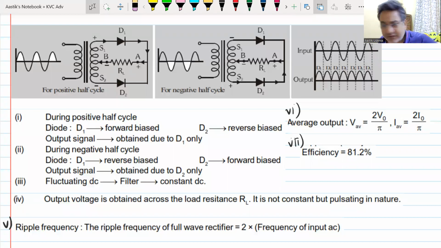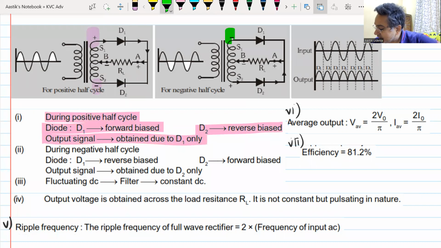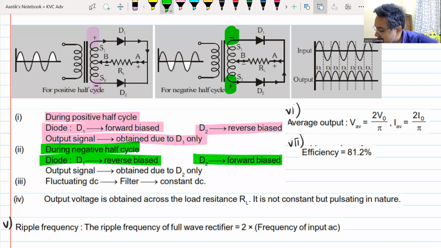Then we can see the same thing in this diagram. If you want to understand, during one half, D1 is forward biased, D2 is reverse biased. The output signal is due to D1 only. In the second case, this is negative and this is positive, so D1 is reverse and D2 is forward. The output signal is due to D2.